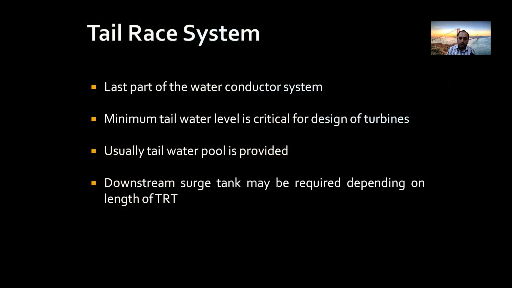Tail race system is the last part of the water conductor system. Minimum tail water level is critical for the design of turbines, because generally in case of Francis turbine, the entire system is pressurized. So you have to have some minimum tail water level, a tail water pool at the end. Usually the tail water pool has to be provided by creating a small weir after the water is taken out from the system, and a downstream surge tank may be required or may not be required depending on the length of the TRT.